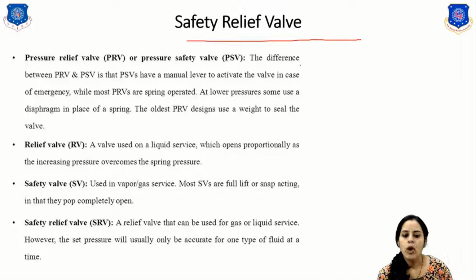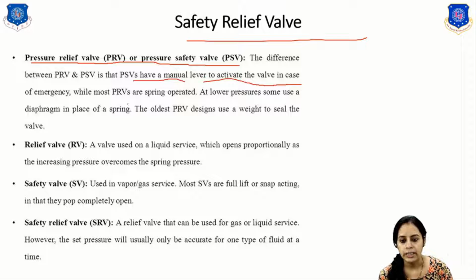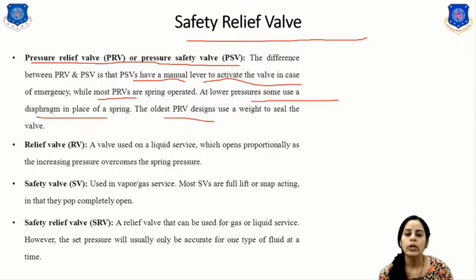Now, some important definitions: pressure relief valve or pressure safety valve. The difference between the pressure relief valve and the safety valve is that the safety valve has a manual lever to activate the valve in case of emergency, while most relief valves are spring operated. At lower pressure, some use a diaphragm in place of the spring. And the oldest pressure relief valve designs used weights to seal the valve.